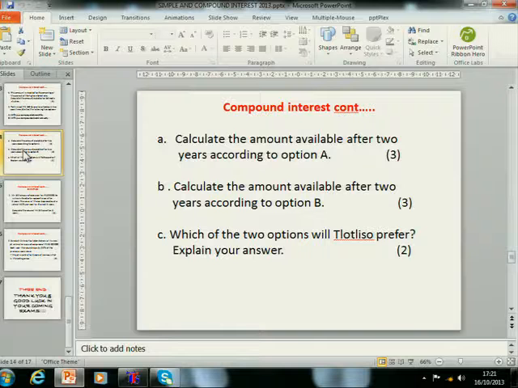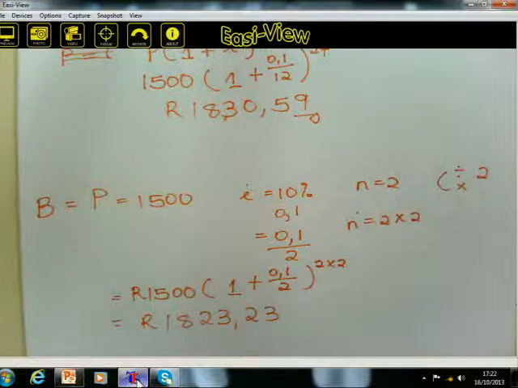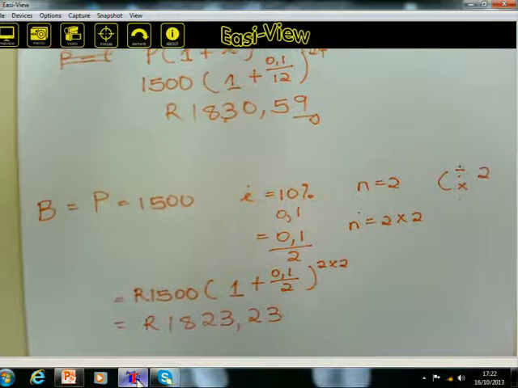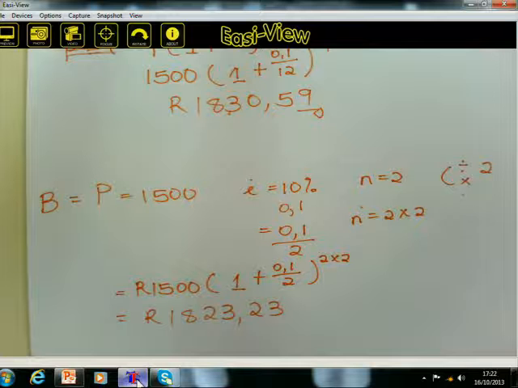So now, if you look at these 2, the first one, it's 1,830. The second one, it's 1,823. So now, remember here, each and every person must give their own opinion. The one that I'll be giving will be mine. You'll give your own opinion. In my opinion, she will settle for option A.